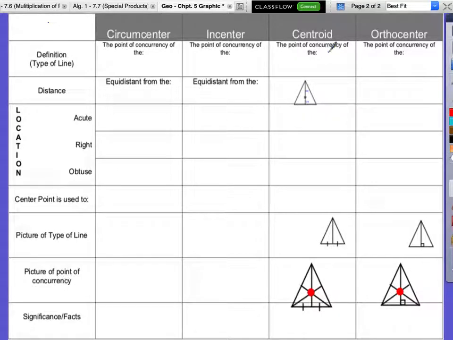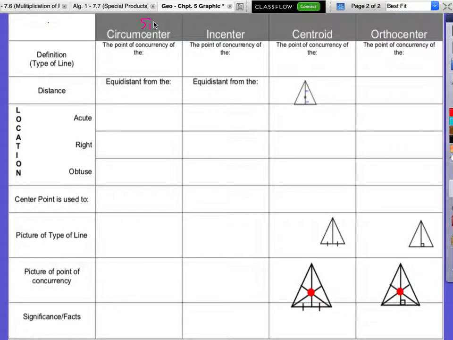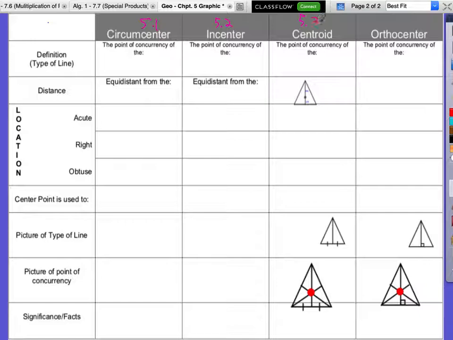So we have these different points of concurrency we learned, and this is going to be a chart to help us remember and differentiate, even organize the four points of concurrency we had. We had circumcenter in 5-1, incenter in 5-2, centroid in 5-3, and orthocenter in 5-3 as well. So to keep those organized, this one was 5.1, 5.2, 5.3, and this was also 5.3. Because in 5.4 we had mid-segments, and there's no point of concurrency with the mid-segments. They don't all meet in the same spot.